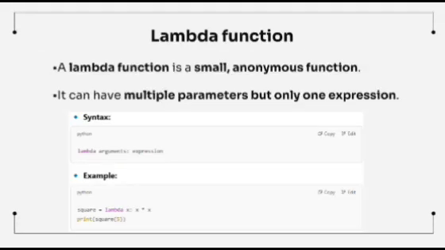Next, lambda function. A lambda function is a small anonymous function. It can have multiple parameters but only one expression. Lambda arguments: expression. Square equal to lambda x: x into x. Print square of 5.